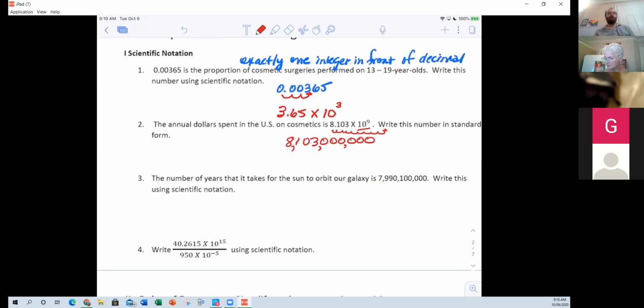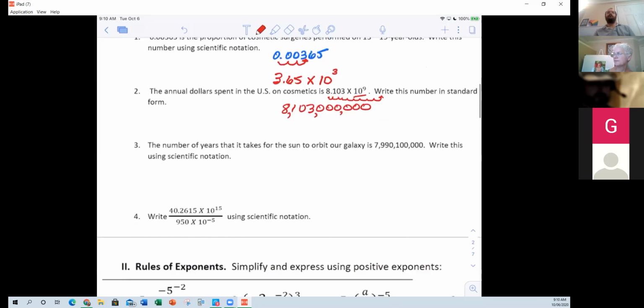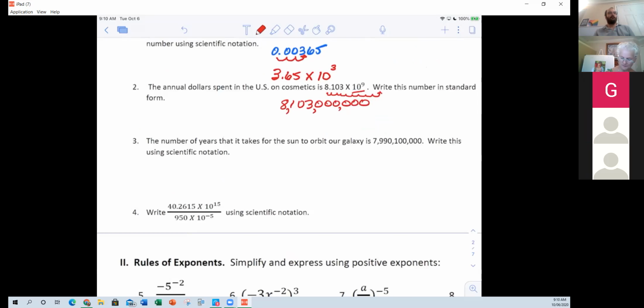Okay. Timothy, did you do number 3? I did. So I wrote it as 7.9901 times 10 to the 9th. Perfect. 10 to the 9th. Yeah. So we went from a really big number to the 7.9901 number. So that means we have to have a positive exponent on our 10.